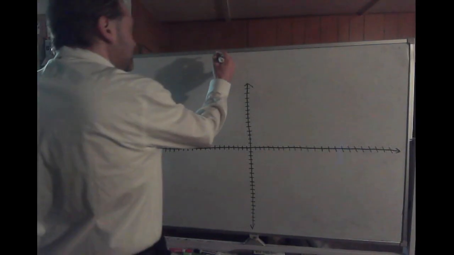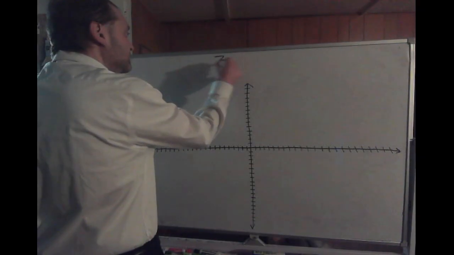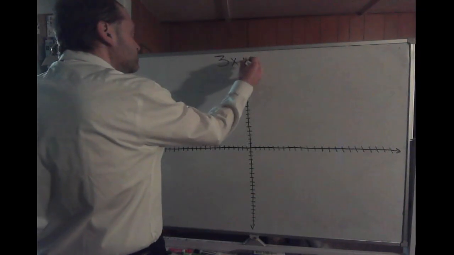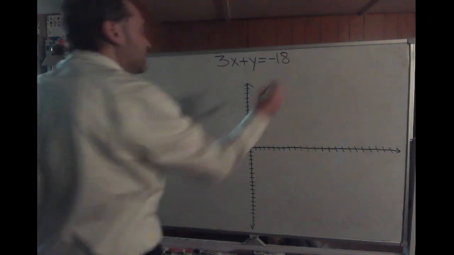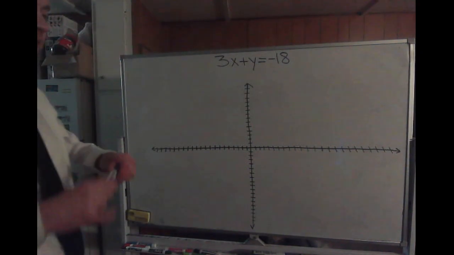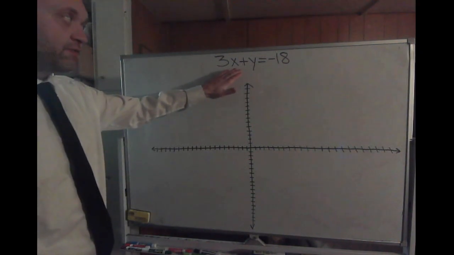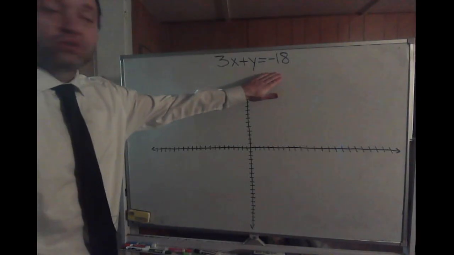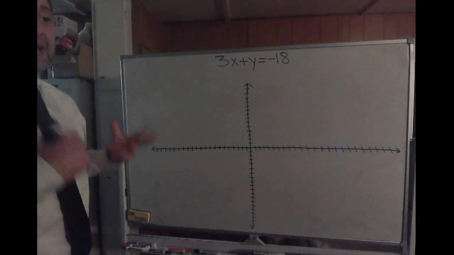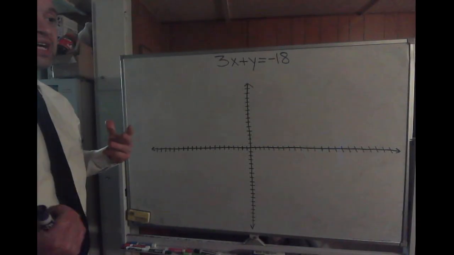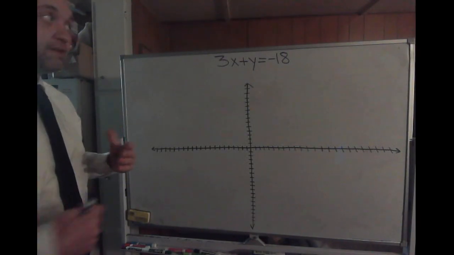Say, for example, you have something like 3x plus y equals negative 18, all right? So you have a linear equation in standard form, 3x plus y equals negative 18. The idea is we're going to find the x and y intercepts of this line, and we're going to graph it.